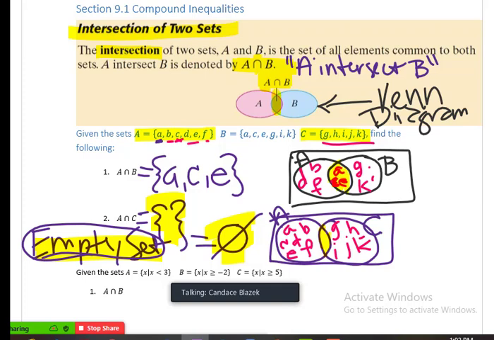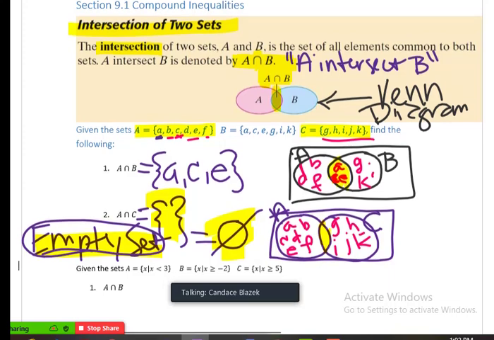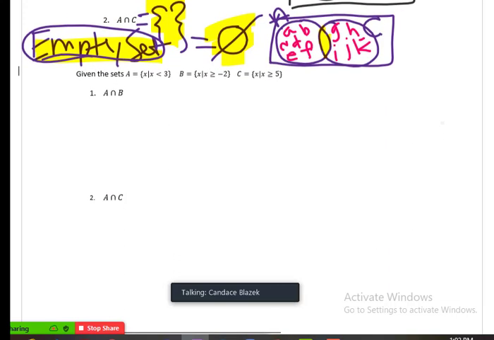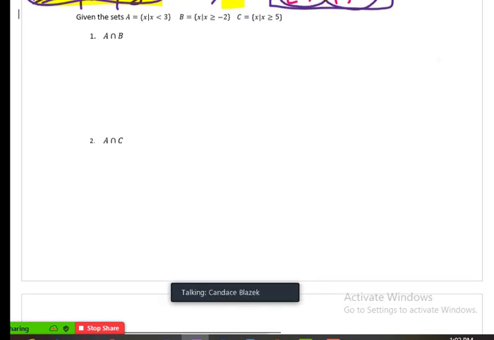So we can look at sets of elements, which could be lots of different things, and look at where they intersect. Let's take a look at a different way to represent sets, all right? And that is using inequalities and set notation.